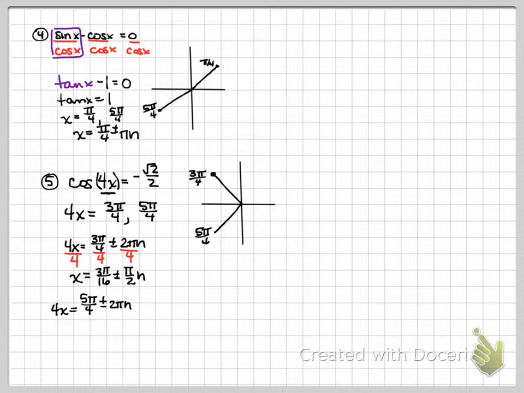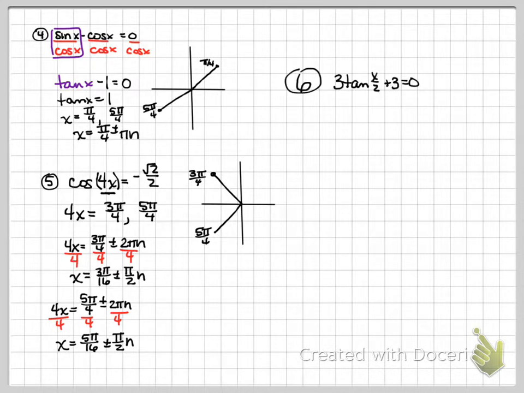Now do the same for this one. Divide by 4. X equals 5 pi over 16, plus or minus pi over 2, n. Alright, that's equation 5. Let's move on to equation 6. We're going to just put equation 6 here on the same slide over here on the right. And again, there's something strange where our x is. We have x over 2. And we're not going to do anything differently than what we just did. I'm just going to put parentheses around this. I'm going to keep it grouped together. And I'm just going to solve for tangent like I normally would.